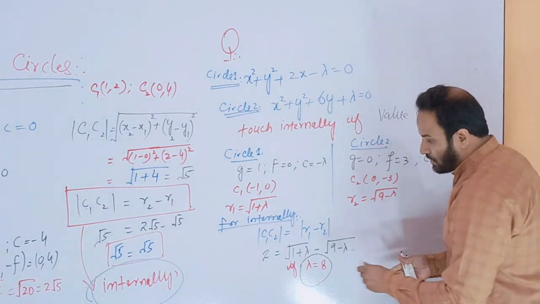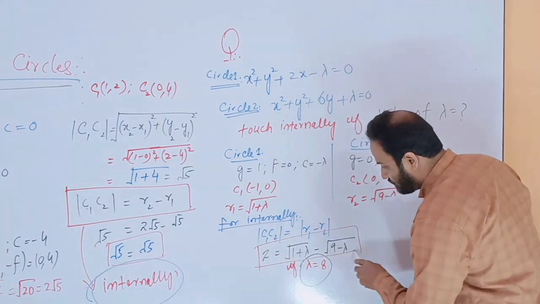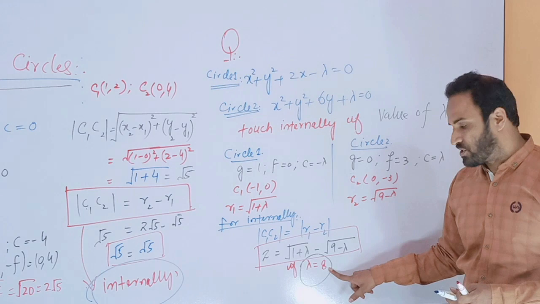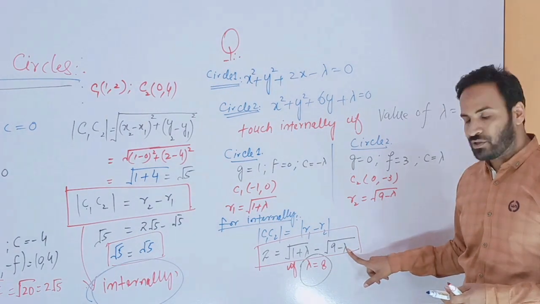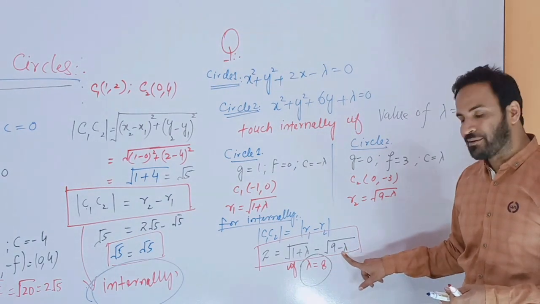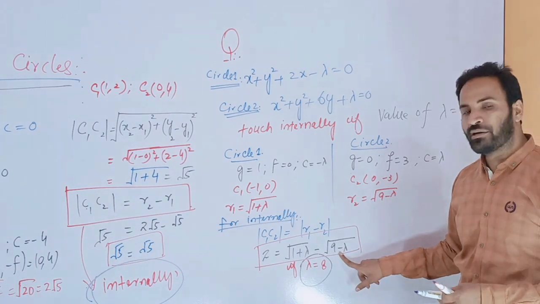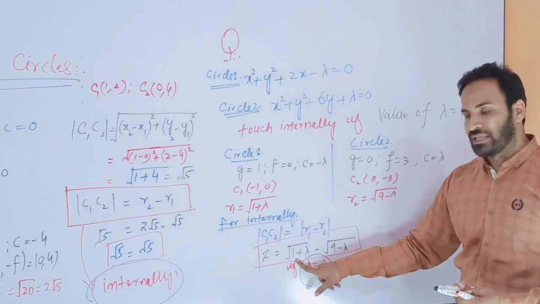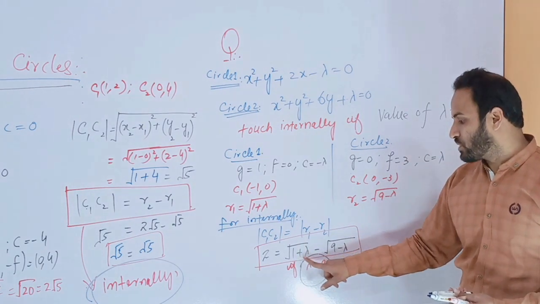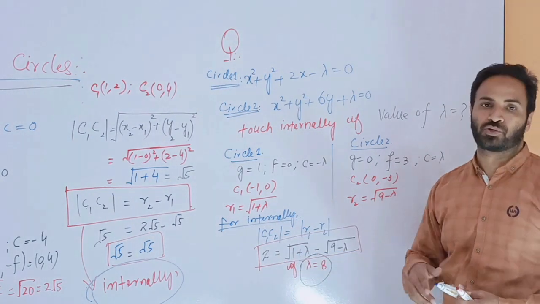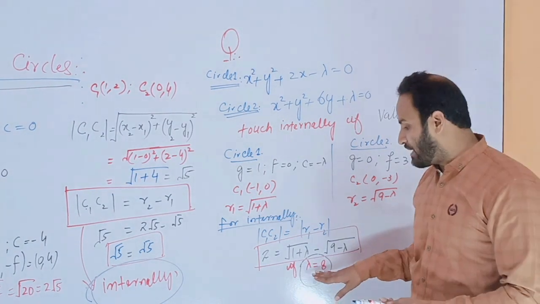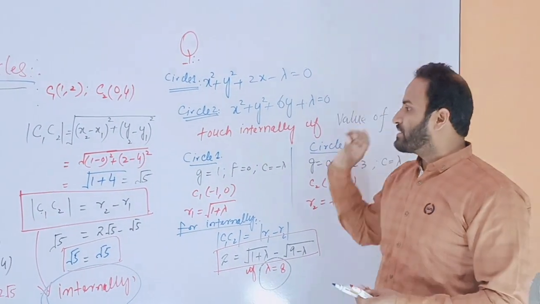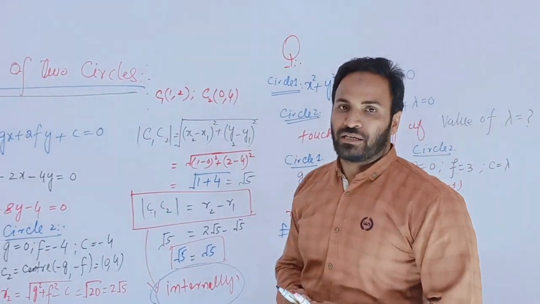Okay, this equation is satisfied only for lambda equal to 8. Lambda is equal to 8. Put here 9 minus lambda, that is 1, square root of 1 is 1. Lambda is equal to 8, 8 plus 1 is 9, square root of 9 is 3. So 3 minus 1 is 2, which is equal to 2. So for the value of lambda equal to 8, both circles will touch internally.